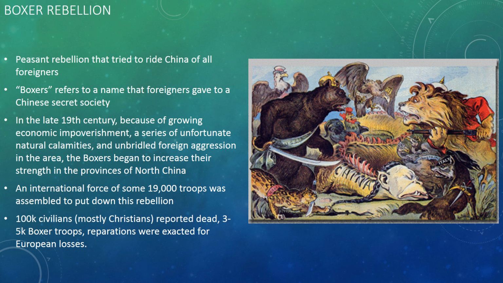Eventually, the Europeans kind of gang up on China. 19,000 or so troops are assembled, and through fighting and through support and through economic blockading and all that kind of stuff, the Europeans have a resounding victory. There's 100,000 civilians, mostly Christian actually, that are reportedly killed in this conflict, and there are 3,000 to 5,000 Boxer troops that are put down. Once again, Europe makes sure that it gets full reparations for the losses that they incurred from this conflict.